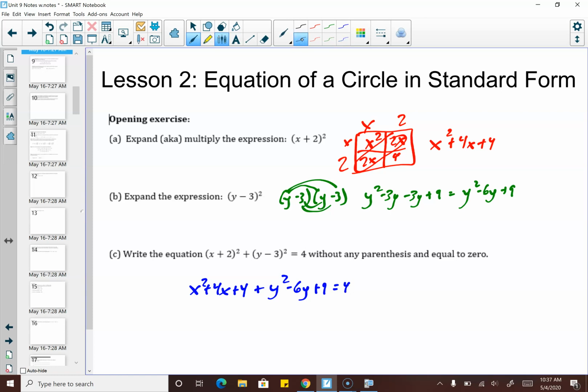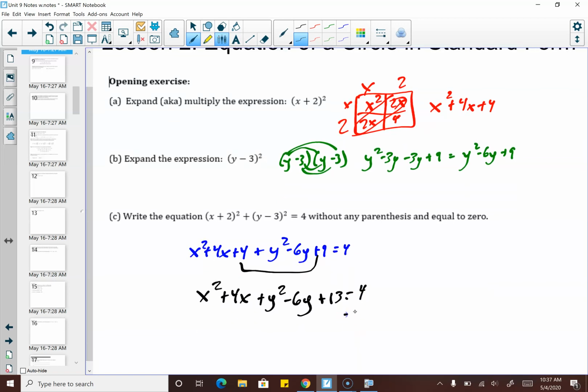So if we look, is there anything we can combine here? Well, our 4 and our 9. So we get x squared plus 4x plus y squared minus 6y plus 13 equals 4. Now, if we want to set it equal to 0, we'll subtract 4, and x squared plus 4x plus y squared minus 6y plus 9 equals 0. And this is very, very similar to our standard form for the equation of a circle.